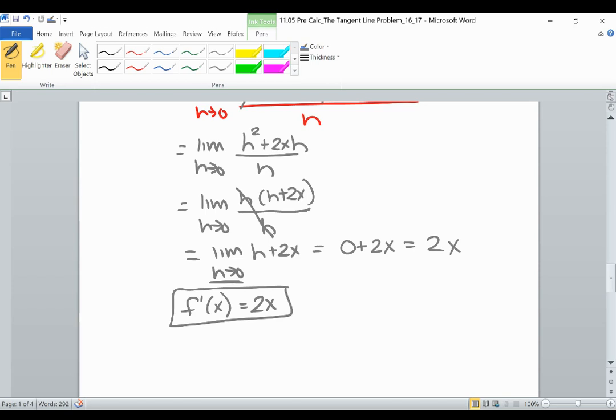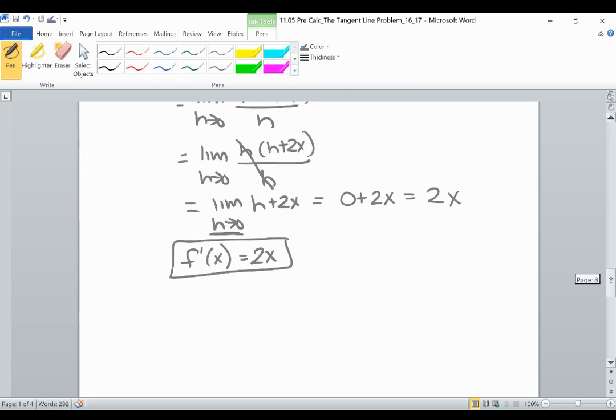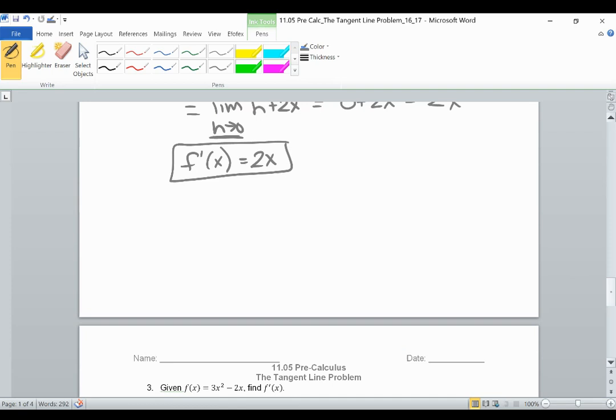But even if you do understand it, I do want all of this work written out. I'm looking for this long way of doing them. I know there's a shorter way, but I want you to understand where that short way is coming from and this formula, which is really important for next year.